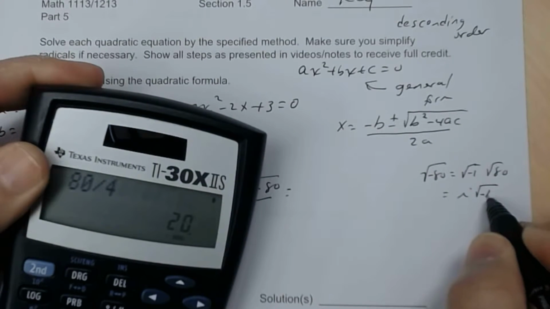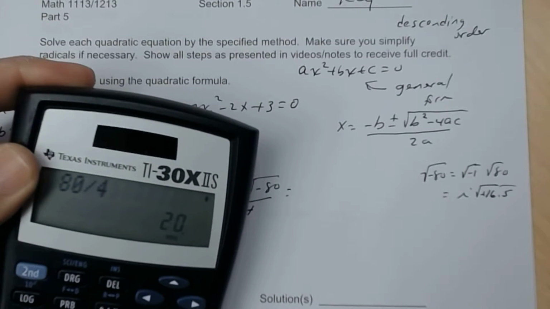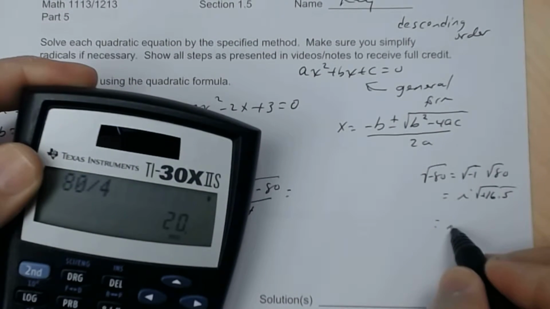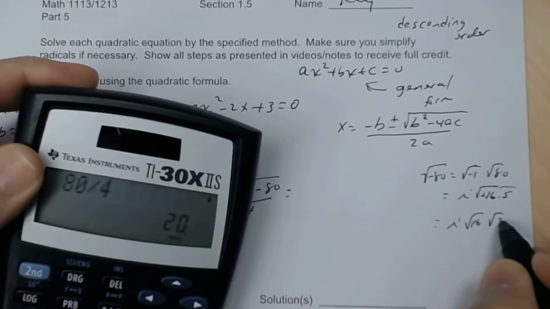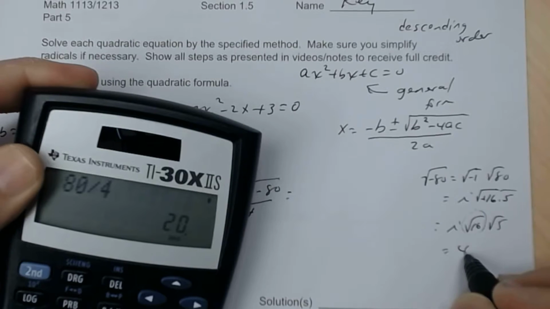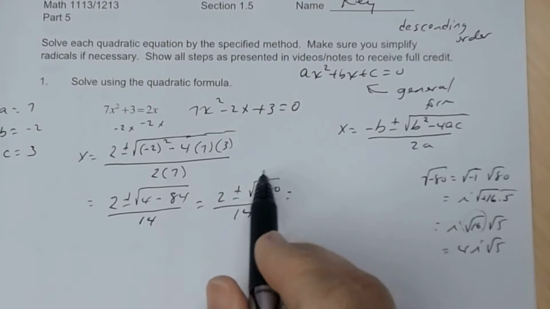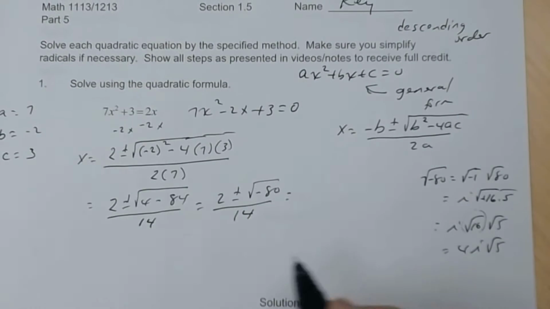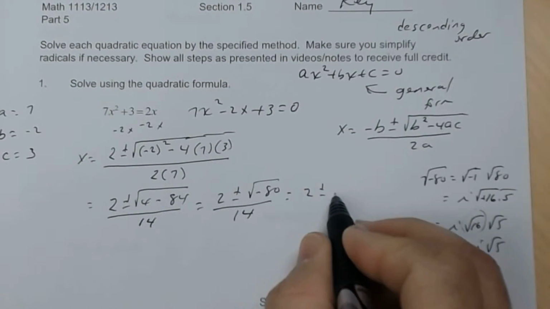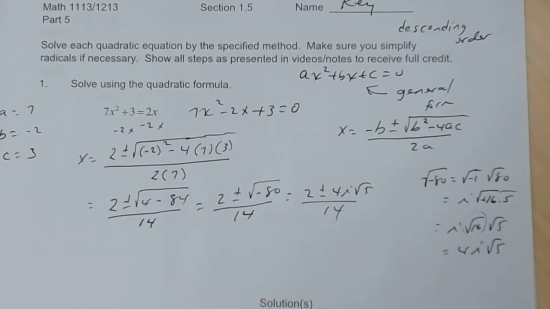So I'm going to say 16 times 5. Sorry, I meant positive 16 times 5. And so this becomes i, square root of 16, square root of 5, and the square root of 16 is 4. So this becomes 4i square root of 5. So that's going to be the square root of negative 80. So this becomes 2 plus or minus 4i square root of 5, divided by 14.